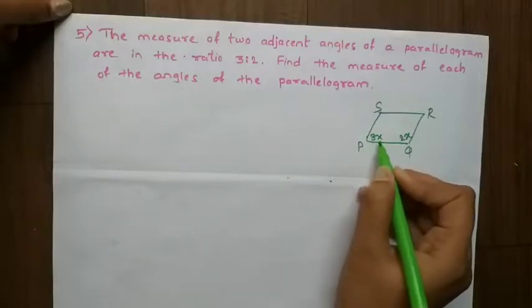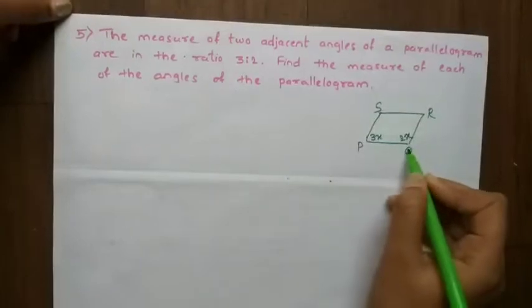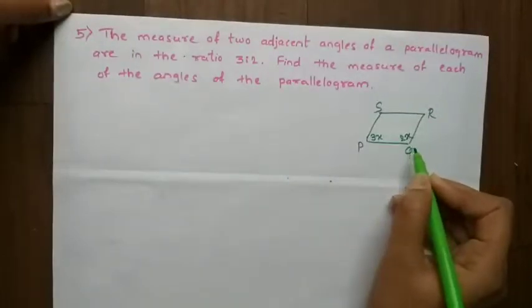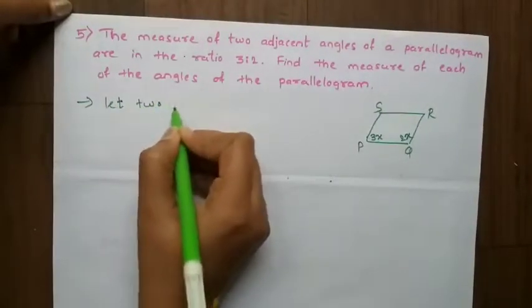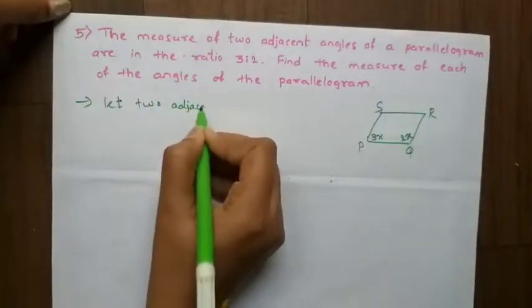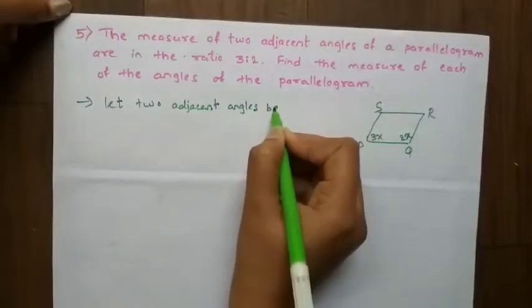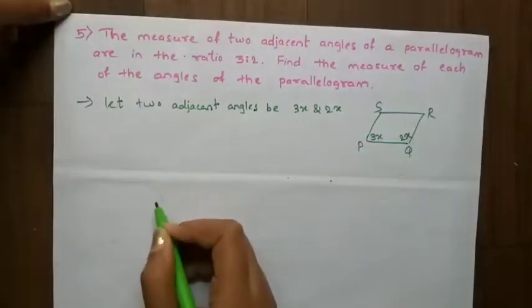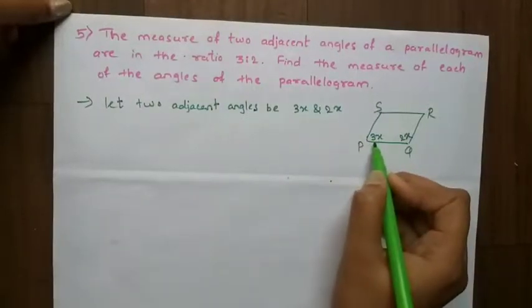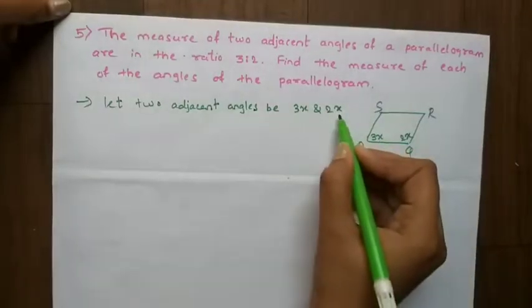Angle P is 3 times x, angle Q is 2 times x. Here P and Q are the adjacent angles. So let's start the solution. Let the two adjacent angles be 3x and 2x. Here P is 3 times x, Q is 2 times x. This means the first aim is to calculate the value of x.